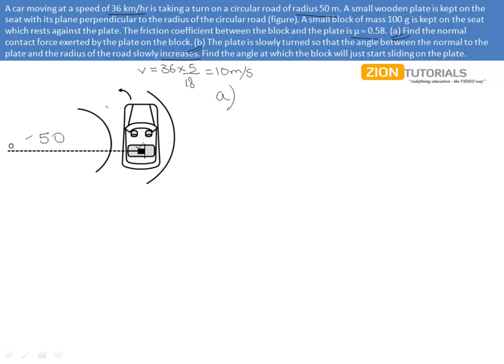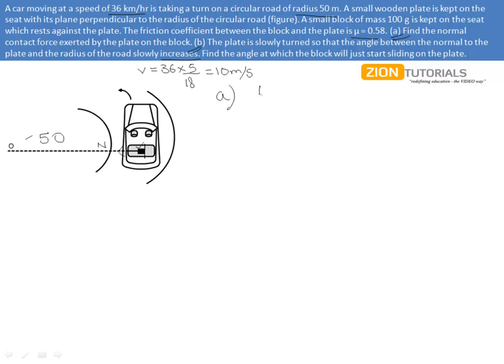Now, what is happening in this question is that this car is actually taking a turn. A plate is here. Since friction is there between both of them, it will apply some frictional force over this block, which is taking it along with it. Right? So, since the plate is perpendicular, it will apply a normal force perpendicular to it, and this normal force is directed towards the center. So, it will be providing the necessary centripetal force to the block.